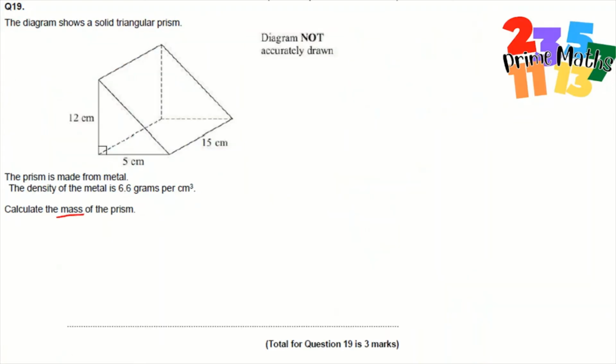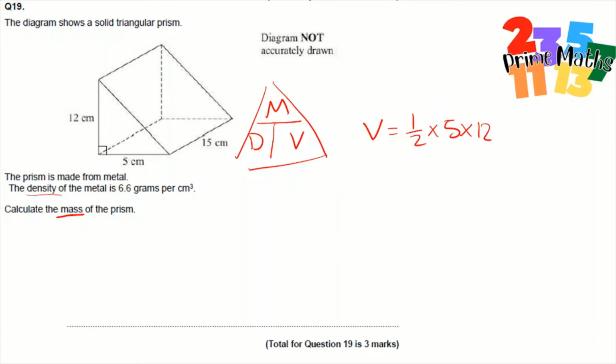We want to find the mass of the prism. Mass is related to density and volume, and mass is density multiplied by volume. We know the density, but we don't know the volume. To work out the volume, we do the area of the triangle, a half times base times height, and we multiply it by the length of the shape. 5 times 12 times a half gives us 30, and 30 multiplied by 15 gives us 450. So the volume of the triangular prism is 450.